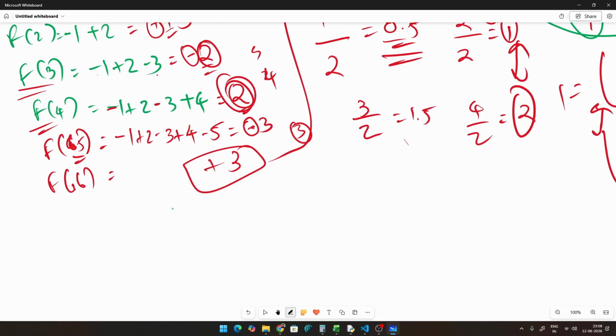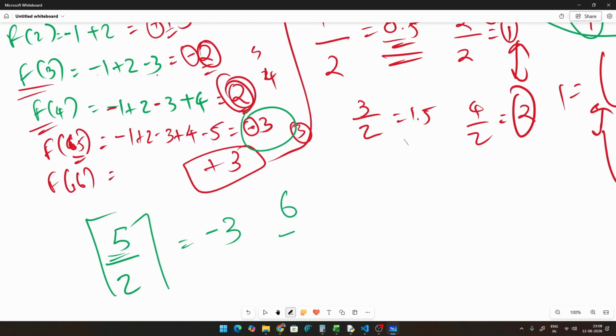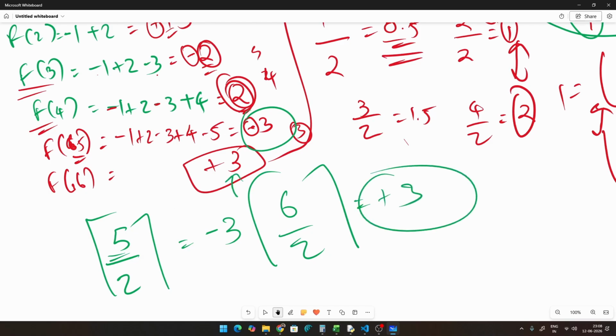Okay, so for f of 5, we're going to do 5 by 2 and then take the ceiling. 5 by 2 is 2.5. The ceiling of 2.5 is 3. Since this is odd, we're going to do a minus, and you can see we get -3. Similarly, for 6 by 2, let's take the ceiling. 6 by 2 is 3. Ceiling of 3 is 3 only. Since this is an even number, let's just do plus, which is the answer here as well. So it's very simple. Take n divided by 2, take the ceiling, and if n is odd, minus. If n is even, plus.